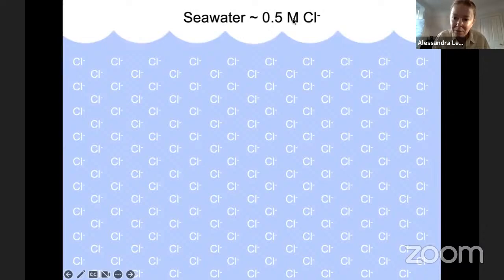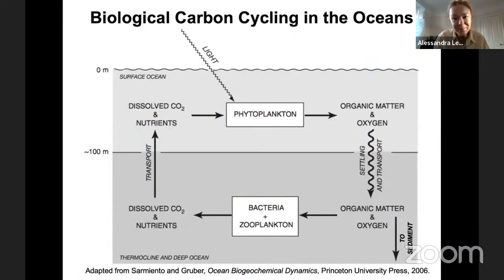How can we use synchrotron radiation to probe chlorine? Well, first, I'm just going to talk a little bit about the carbon cycle in the oceans, and then we can talk about how we can use synchrotron radiation to look at how different elements might affect this carbon cycle.